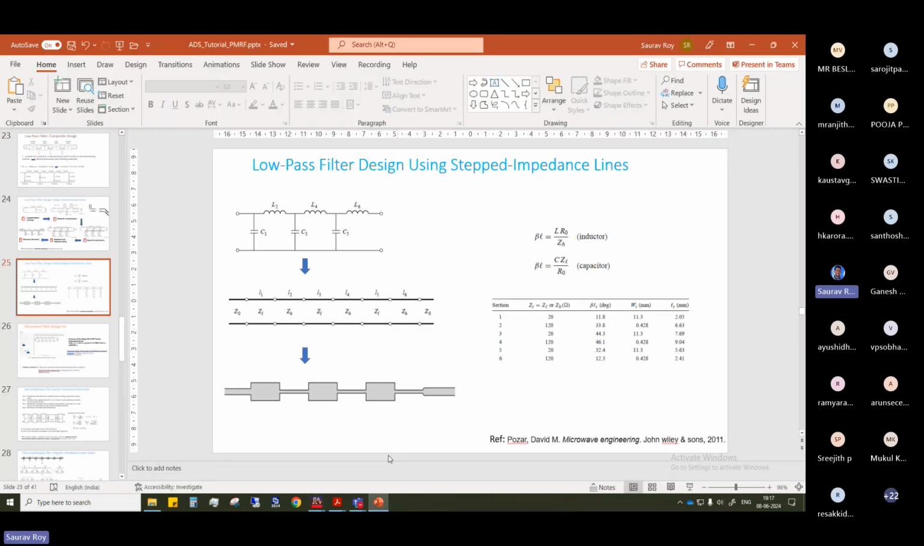So this section is also done. Do you have any question on this section?